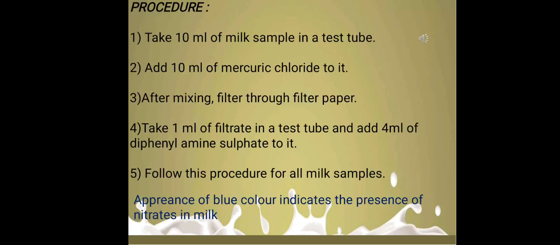The fourth test was to detect the presence of nitrate in milk. In order to check the presence of nitrate in milk, we took 10 ml of milk sample in a test tube. Then we added 10 ml of mercuric chloride to it. After mixing it well, we filtered the solution using a filter paper. Then we took 10 ml of filtrate in a test tube and added 4 ml of diphenylamine sulfate to it. Then we repeated the same procedure for the rest of the milk samples.